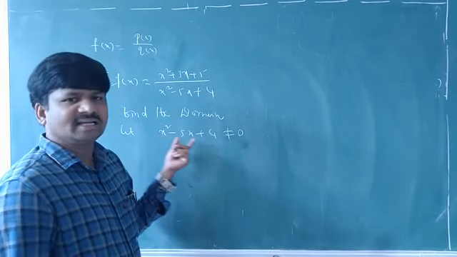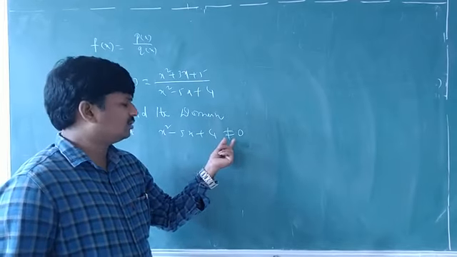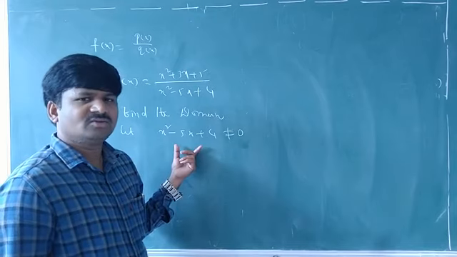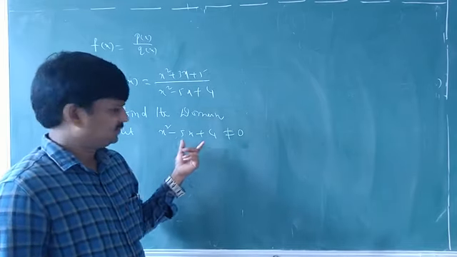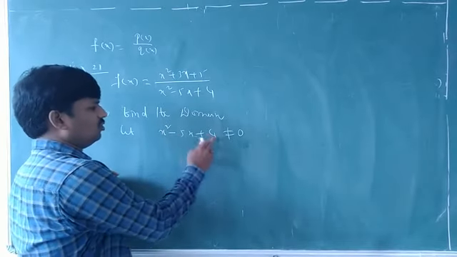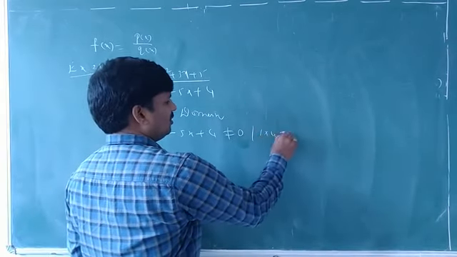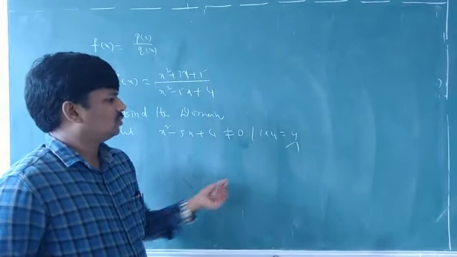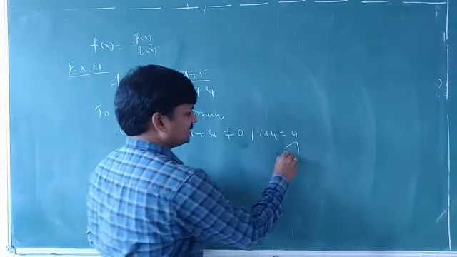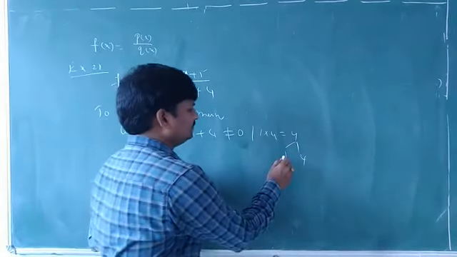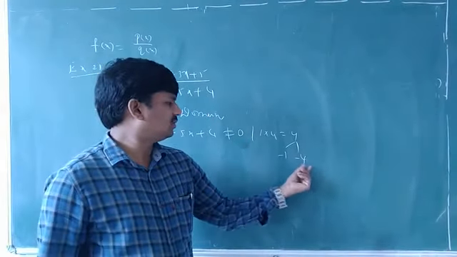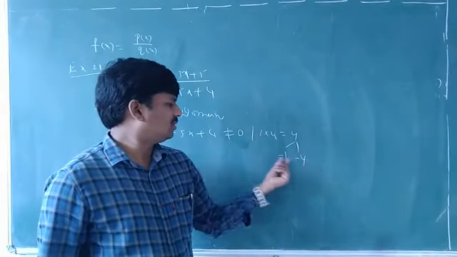Now it is a quadratic polynomial, so solve this one and we will get x values. The product of the x² coefficient 1 and the constant 4 is 4, and we have to split 4 into factors that add to minus 5. Minus 1 into minus 4 gives 4, and minus 1 plus minus 4 is minus 5. Yes.